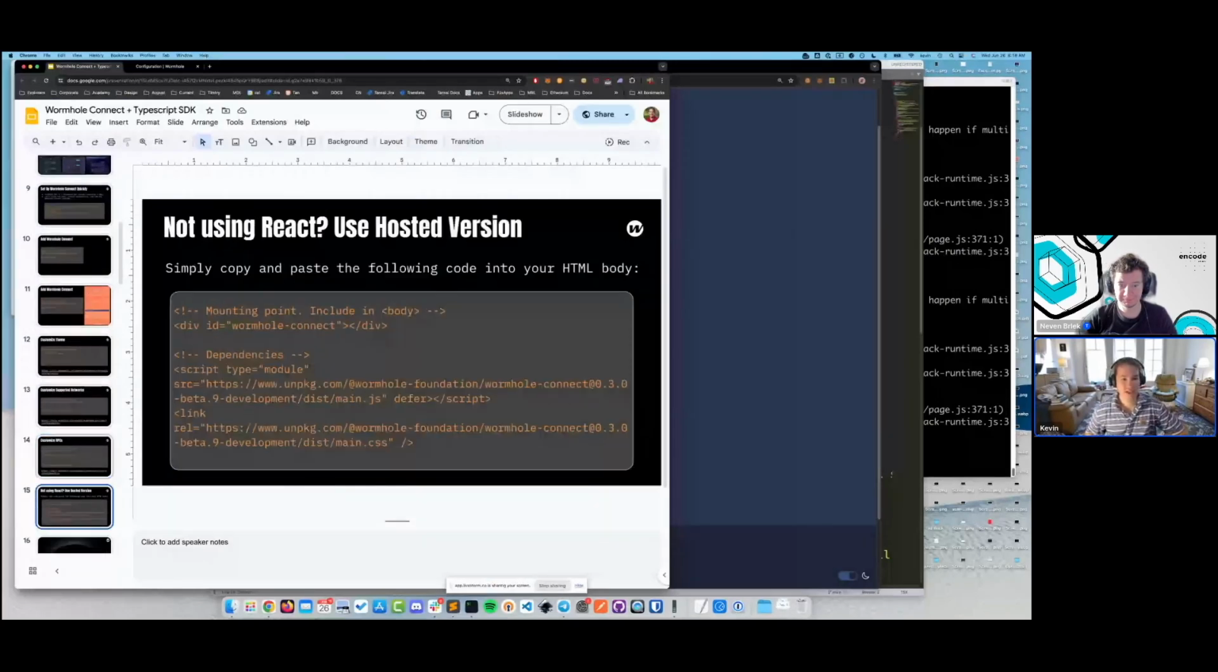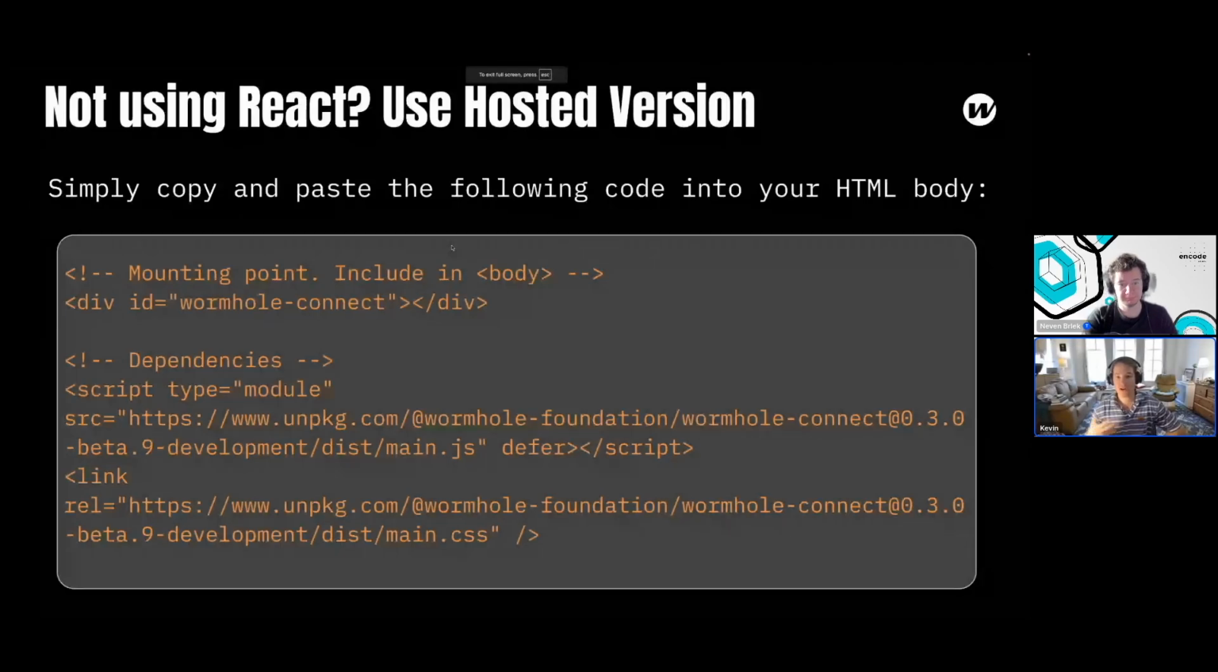Last thing I just wanted to mention about the Wormhole Connect widget. If you're not using React, you can just include a hosted version, and you can drop it directly in the HTML for your page in a manner that looks just like this. So to recap, right? When would you use Wormhole Connect? When would you use the Wormhole TypeScript SDK?